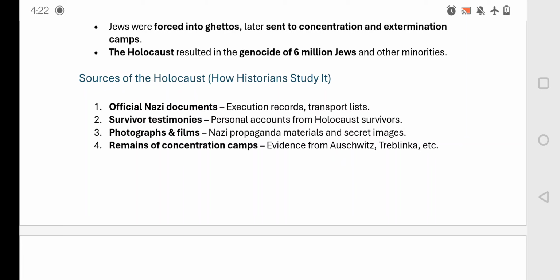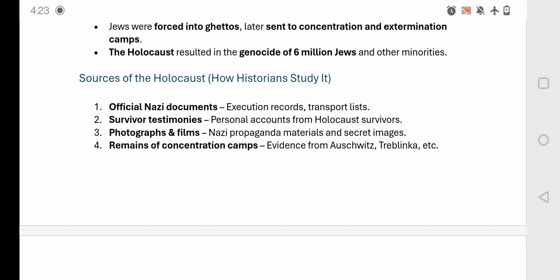Then survivor testimonies. There were certain people who succeeded in escaping from that place. They had written diaries and journals, from where we get to know about it. Then photographs and films, Nazi propaganda materials, and secret images, which later got found.